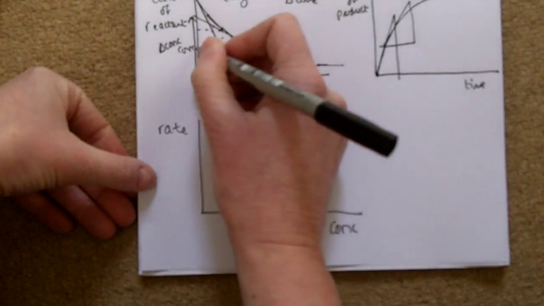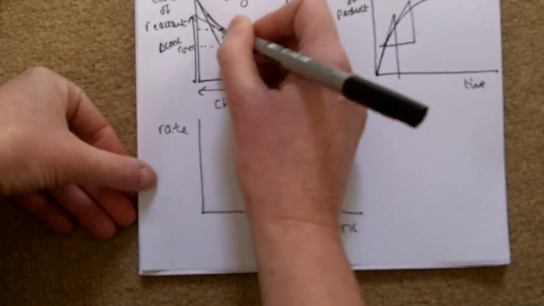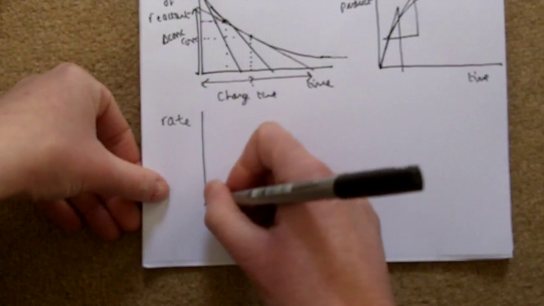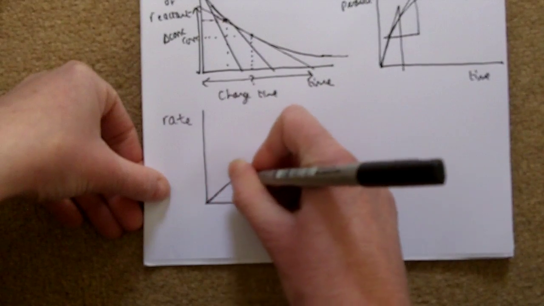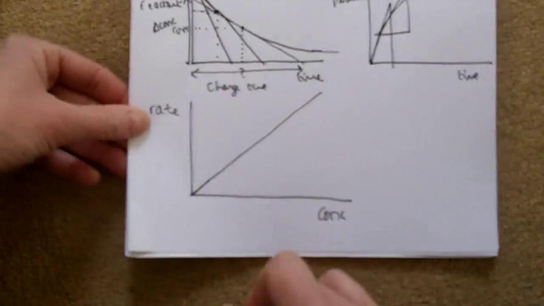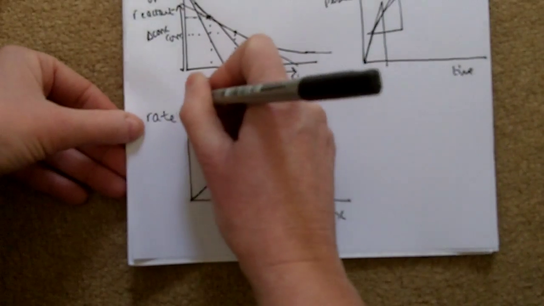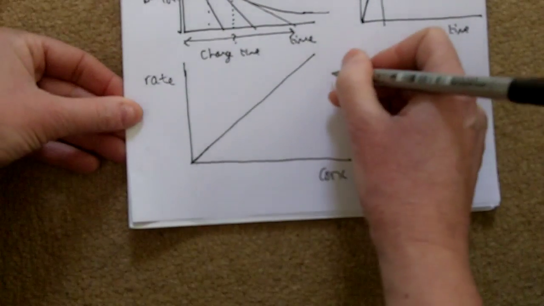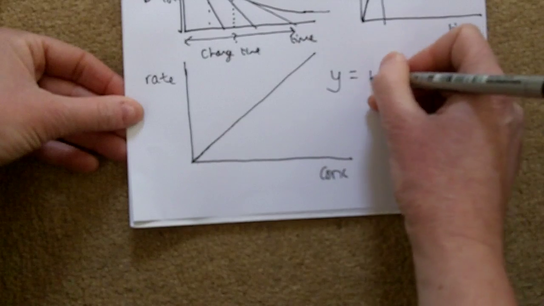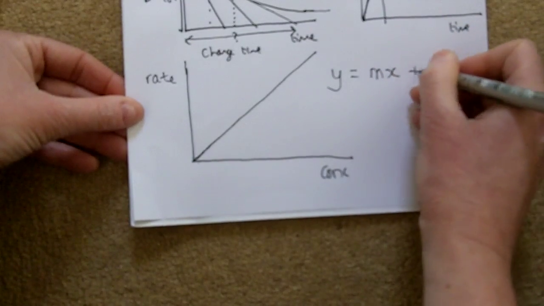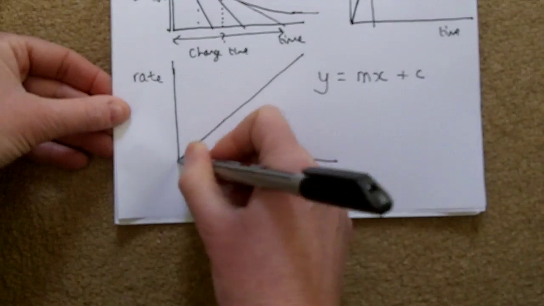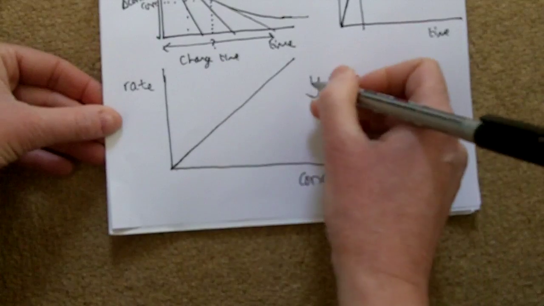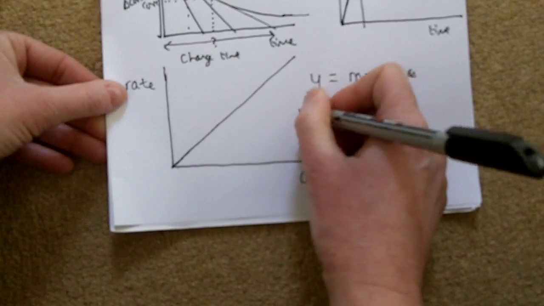So at that concentration, we've got the rate. At that concentration, we've got the rate. So we can plot rate versus concentration. Now, if it comes out like this, a straight line going through 0, what is the equation of the line? In maths, a straight line equation is y equals mx plus c, but it's going through 0, so there isn't any c. Okay, so it's y equals mx. Y, the y-axis, is rate.